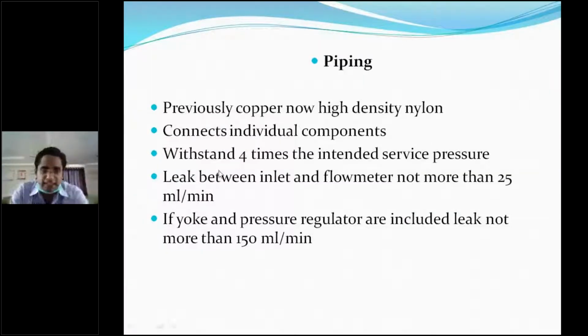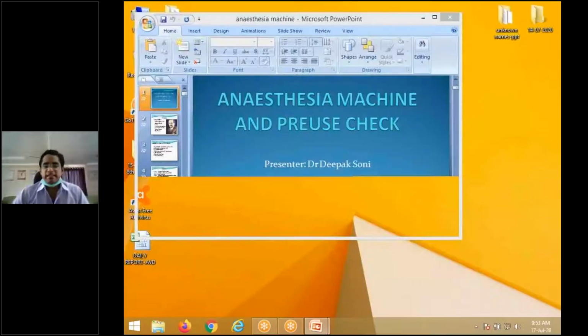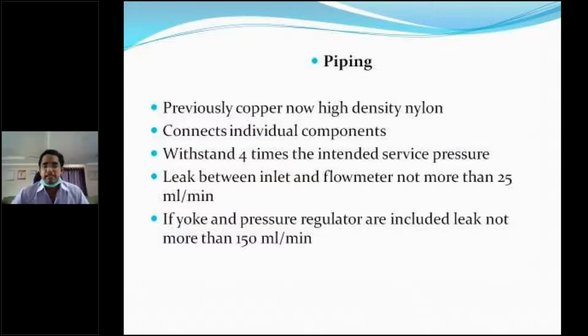Piping: in previous days, copper was used, and now we have high density nylon. This connects the individual components. This piping can withstand 4 times the service pressure. Any leak between the inlet and the flow meter should not be more than 25 ml per minute.